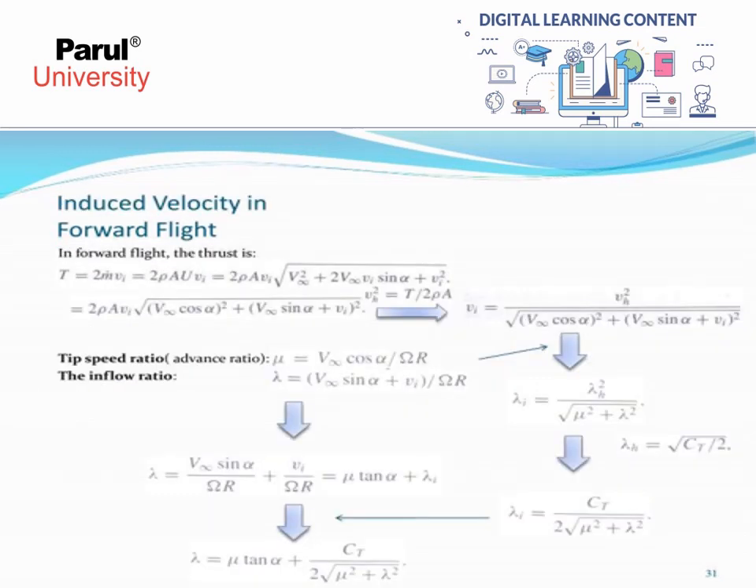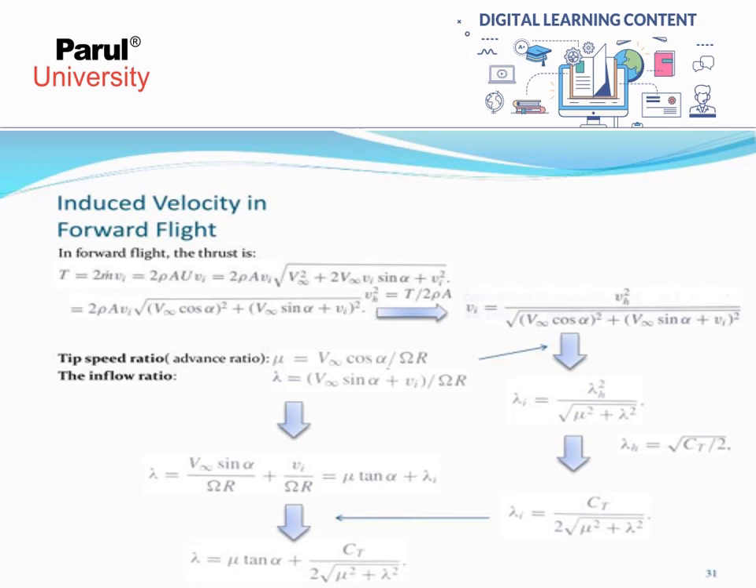Now the induced velocity in forward flight. In forward flight, the thrust is T equal to 2 m dot Vi, equal to 2 rho A U into Vi, or we can say 2 rho A Vi into square root of V infinity square plus 2 V infinity Vi sin alpha plus Vi square. Now it is equal to 2 rho A Vi square root of (V infinity cos alpha) whole square plus (V infinity sin alpha plus Vi) whole square, or we can say Vh square is equal to T by 2 rho A, then Vi is equal to Vh square divided by square root of (V infinity cos alpha) whole square plus (V infinity sin alpha plus Vi) whole square.